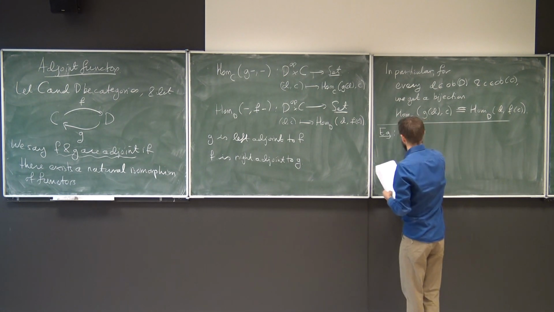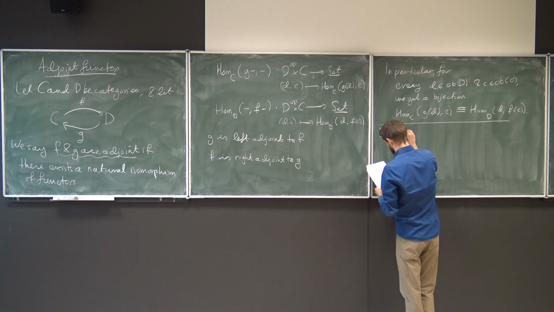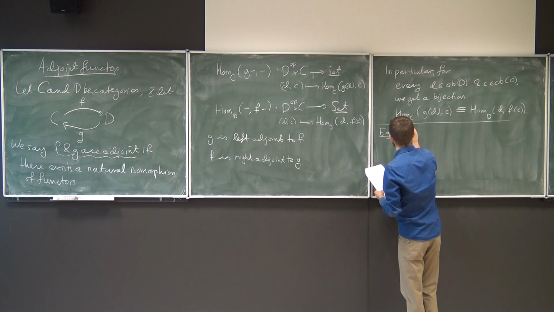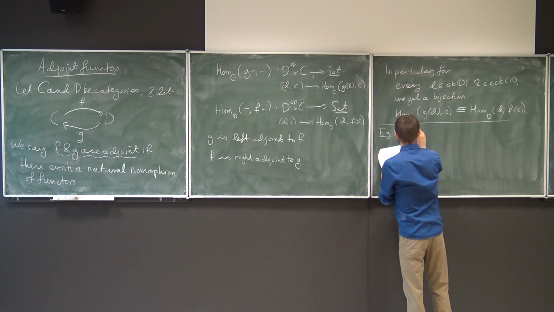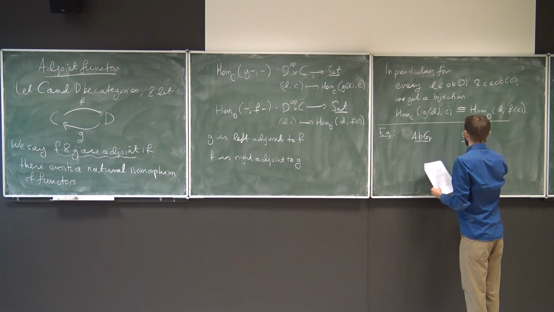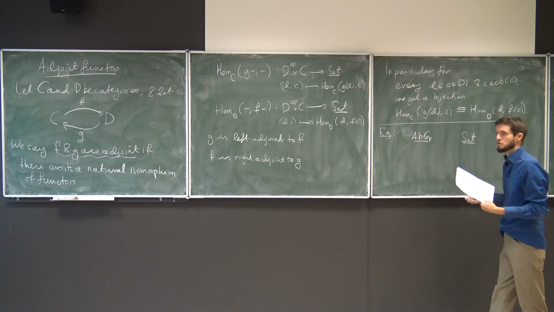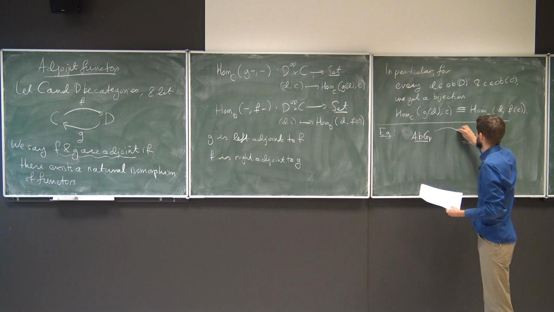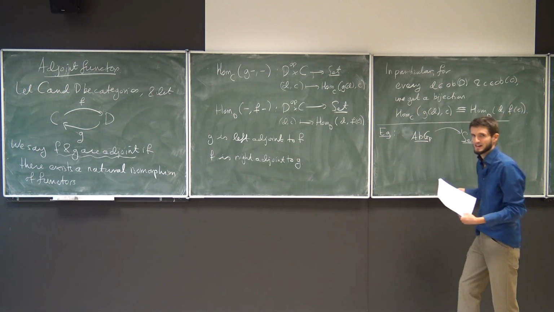Okay, so let's take my categories to be the category of abelian groups and the category of sets. So what's my functor F going to be? It's going to be the forgetful functor. It forgets the group structure.